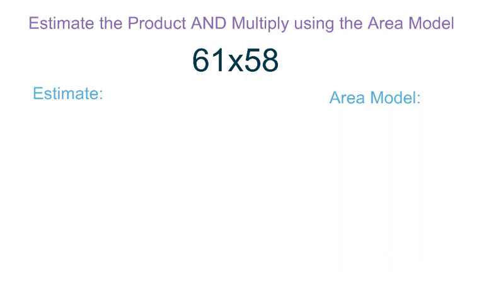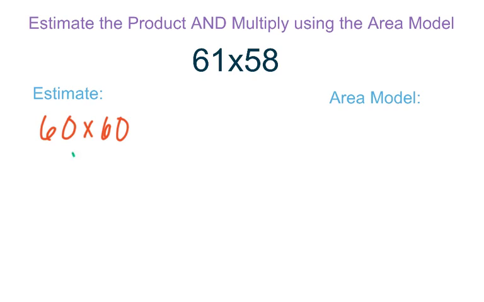Let's take a look at another problem. For this problem, we're going to estimate and then we're going to use the area model. So first thing I want you to do is go ahead and find an estimate. If we were to estimate this product, we would round 61 to 60. We would round 58 to 60. And then we would multiply 60 times 60. 61 is closer to 60 than 70, and 58 is closer to 60 than 50.